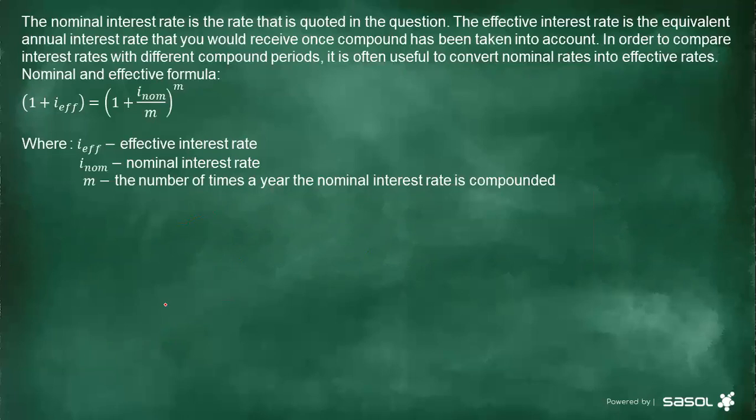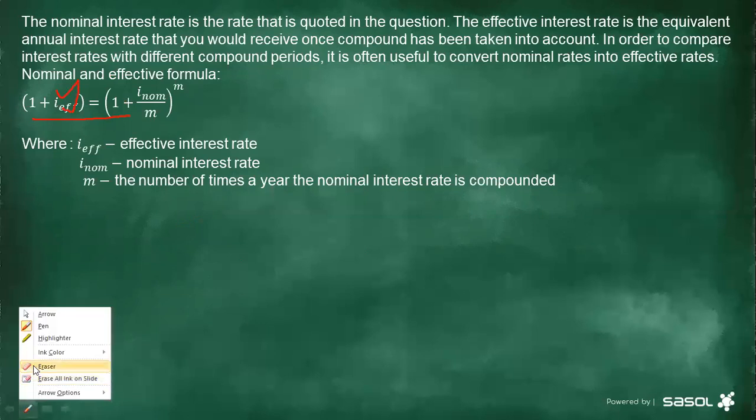The nominal interest rate is the rate that is quoted in the equation. The effective interest rate is the equivalent annual interest rate that you will receive once compounding has been taken into account. In order to compare interest rates with different compounding periods, it is often useful to convert nominal rates into effective rates. The nominal and effective formula that we're using is this one. So if we need the effective rate, we are going to make this the subject of the formula.